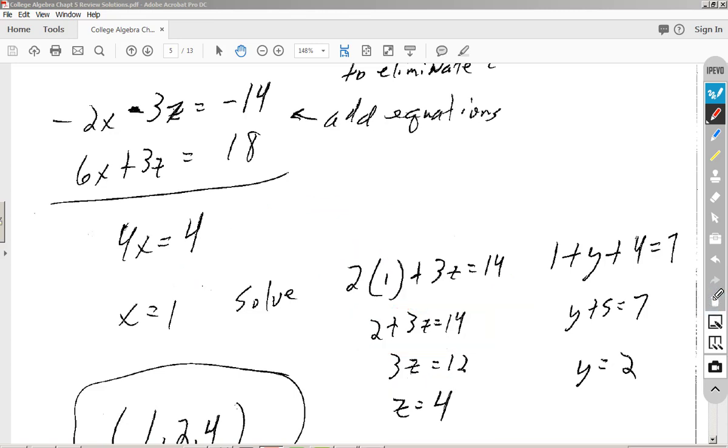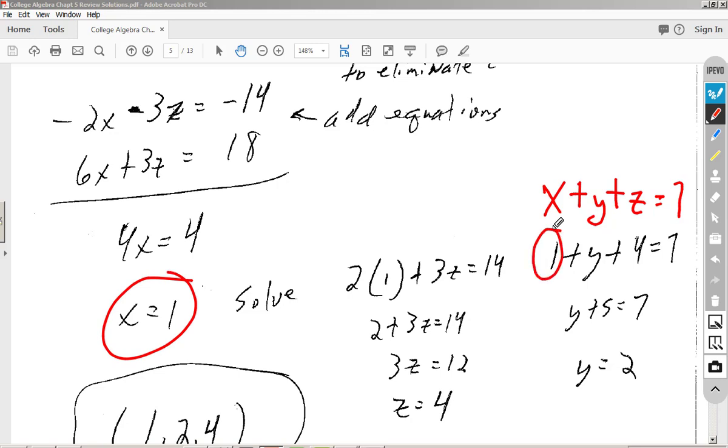Now I'm going to go ahead and use my first equation, which says that x plus y plus z all equals 7. So here I'll write my first equation. So x plus y plus z all equals 7. Now substituting in my x value, which I know is 1. My y value is what I'm looking for. My z value is equal to 4. Substituting those in, I got 1 plus y plus 4 all equals 7.